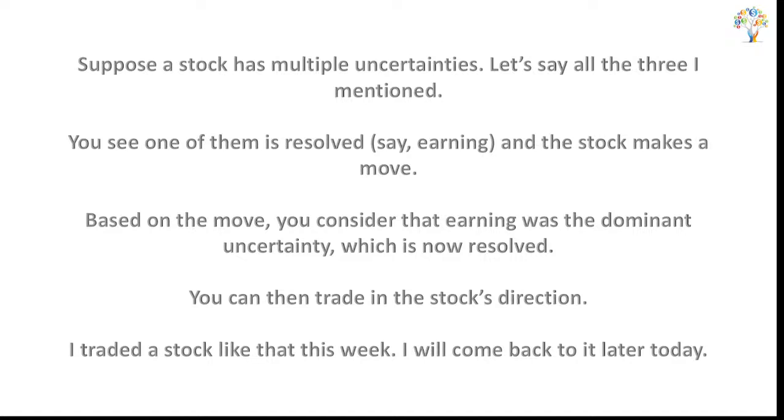Suppose a stock has multiple uncertainties. Let's say all the three I mentioned: election, central bank rate decision, and its earnings. You see one of them resolved, say earning, and the stock makes a move. Based on the move, you consider that earning was the dominant uncertainty which is now resolved, and you take a trade in the stock's direction. I traded a stock like that this week. I'll come back to it later today.